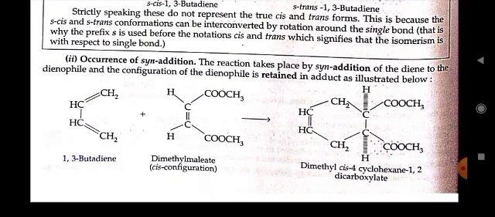Occurrence of syn addition. The reaction takes place by syn addition of the diene to the dienophile, and the configuration of the dienophile is retained in the adduct as illustrated below. 1,3-butadiene plus dimethyl maleate gives dimethyl cis-4-cyclohexene-1,2-dicarboxylate.